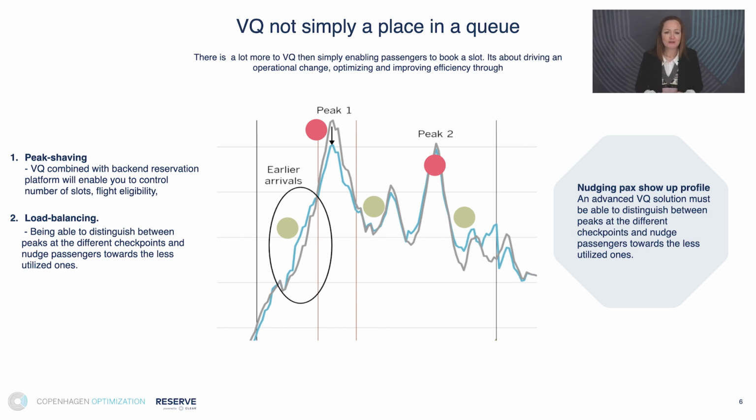A second operations benefit is load balancing. With our analytics capabilities, we're able to detect exactly where the peaks happen. And by doing this, we can again control the slots and make sure that we nudge the passengers not only to show up when we want them, but also where we want them.